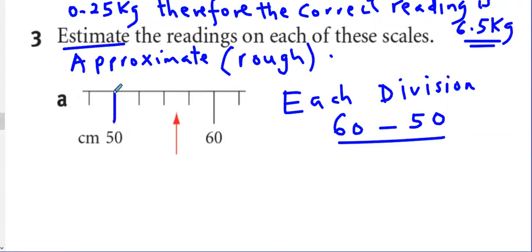So this 50 is counted as 0. This line is counted 1, this line is counted 2, this line 3, this line 4. In other words, from 50 to 60, there are 4 lines. So you divide by 4. 60 minus 50 is 10. 10 divided by 4, this you can simplify.